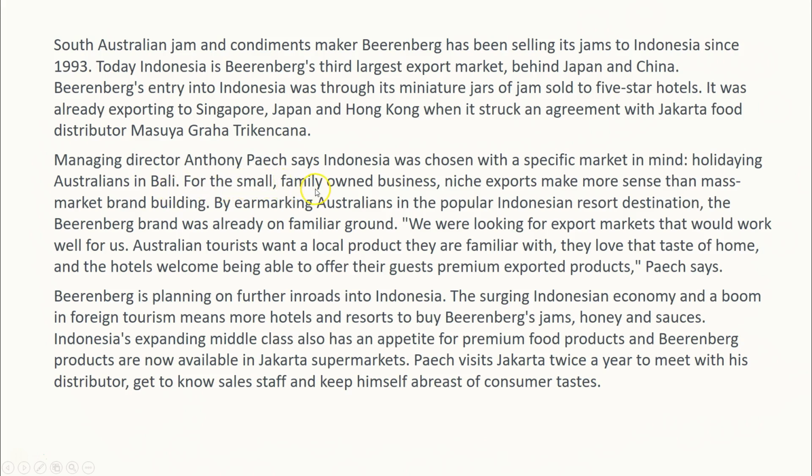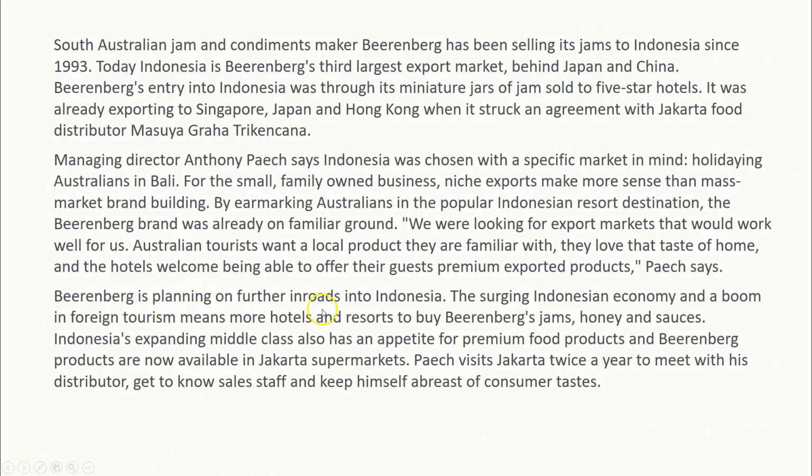Okay, so for the small family-owned business, referring to Berenberg, niche exports make more sense than mass market brand building. So they're not looking to market to the entire Indonesia. They are targeting very specific groups of people. So by earmarking Australians in a popular Indonesian resort destination, the brand was already on familiar ground. They're kind of just selling to their own people who are overseas. So this is what they say. They want to provide Australian tourists with a taste of home. And for others, they are just offering a premium exported product. So for other guests, the target is hotel holidays, people going there for holidays.